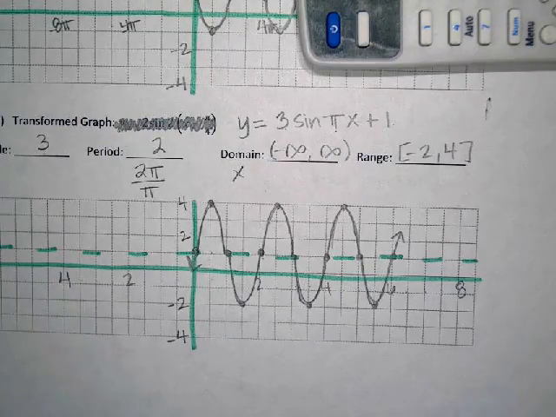Okay. Let's start with the first 4 and just see how far we get. Okay?